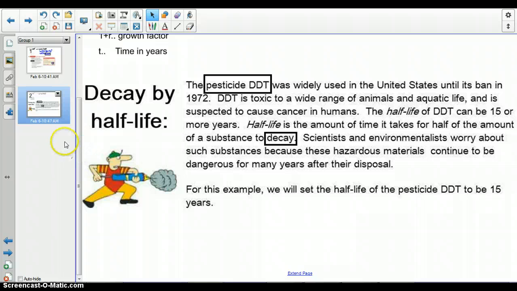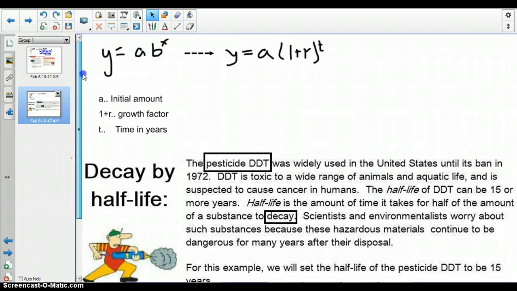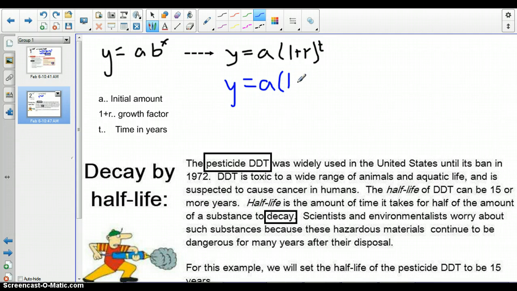So here we know that we are having decay. We also know that it's half-life, so the amount that it's decaying by is half. So 50% of the original amount is being eroded. What we're going to change in our function is, instead of saying y is equal to a multiplied by 1 plus r, remember now we have decay, so this becomes 1 minus r. Anytime you have decay, since things are going down, things are breaking down, you're going to have a subtraction, and then t.